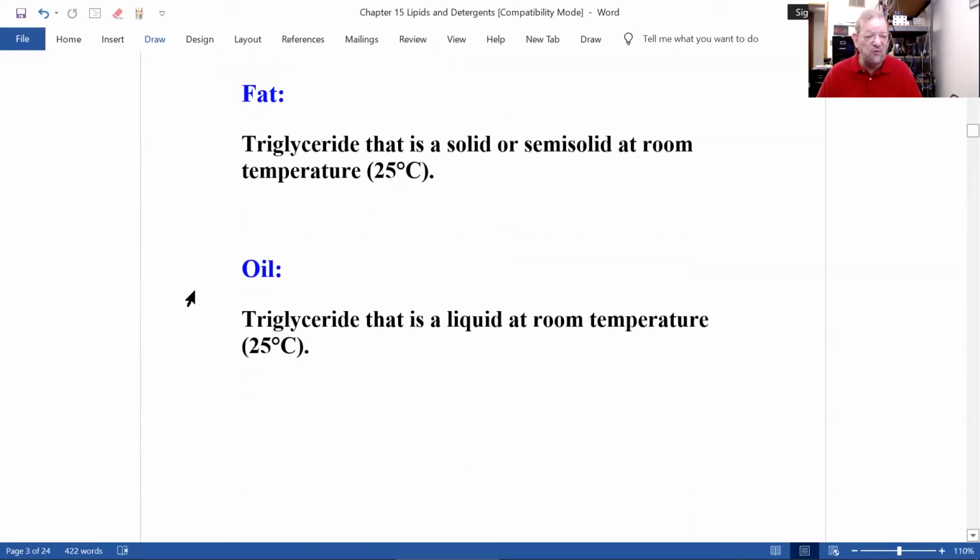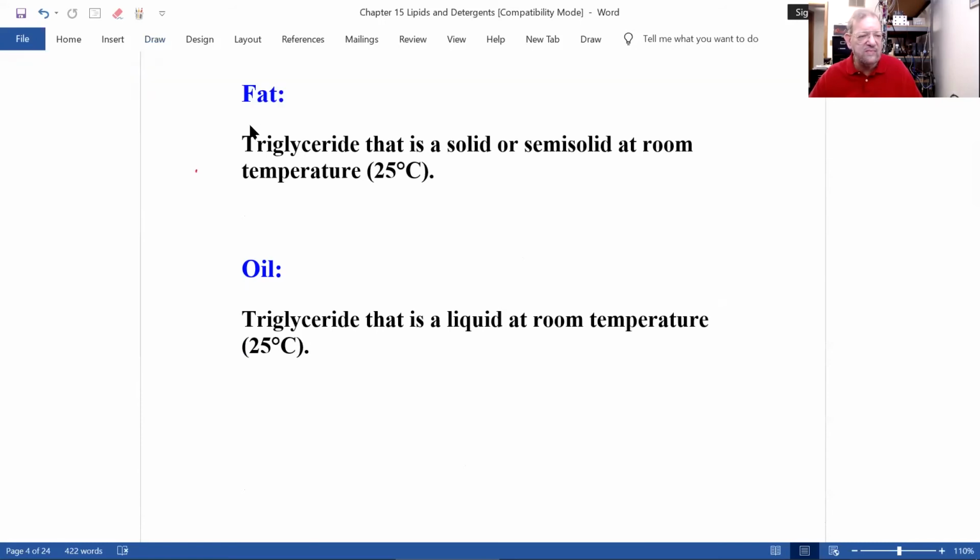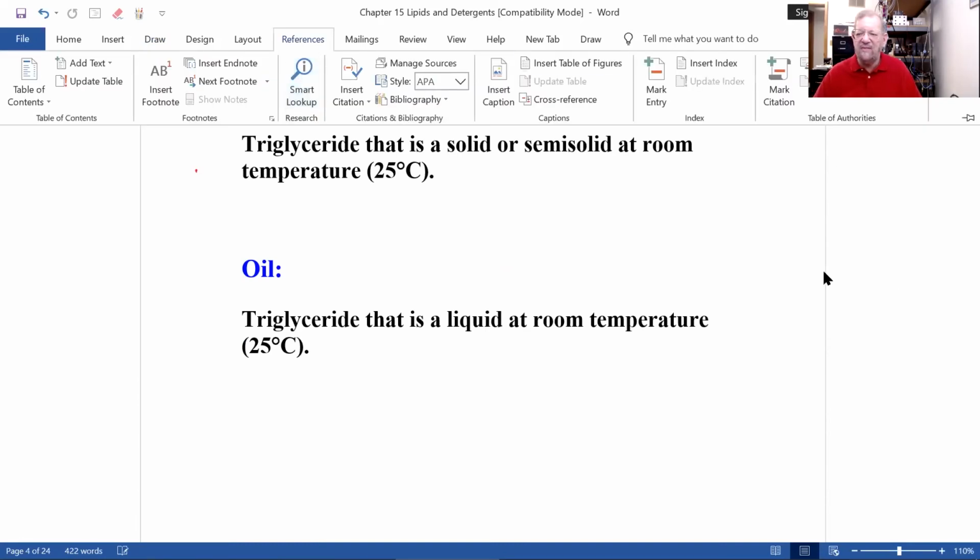Now the question is, what's a fat and what's an oil? You should know this.